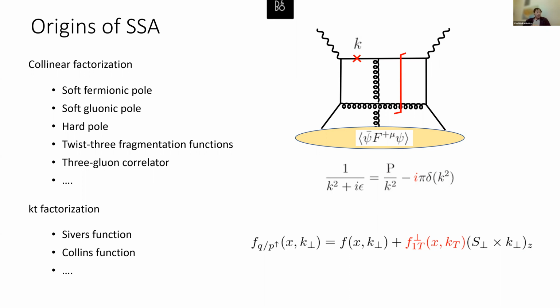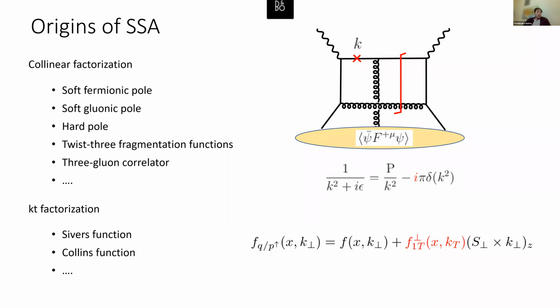And if you go to the kT factorization or TMD factorization, then there is an interesting TMD called the Sivers function, which has this spin and transverse momentum correlation. So this Sivers function can be an origin of the single spin asymmetry at low pT, where the TMD factorization applies.